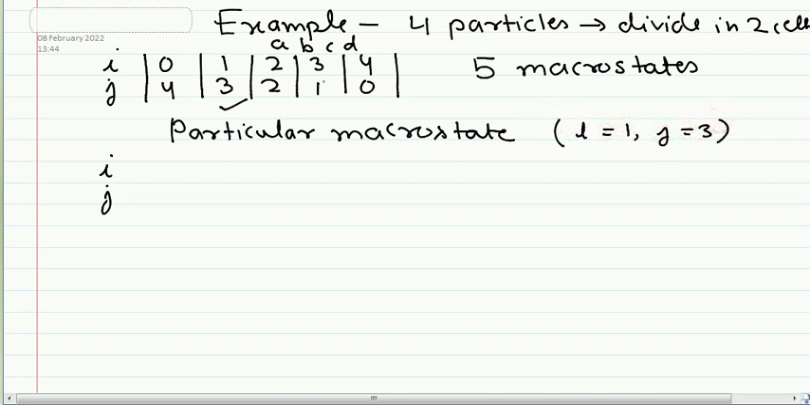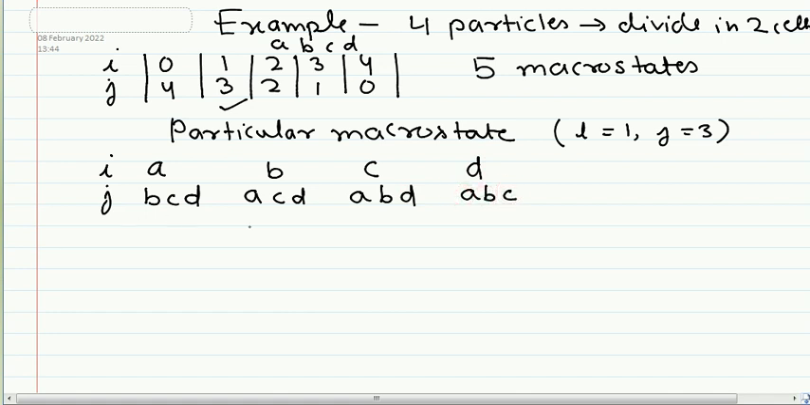So how will we distribute these 4 particles A, B, C, D here? Here it may be A, and if A, then here it will be B, C, D. Then we have the particle B, so here it will be A, C, D. Then we have the particle C, so here we have A, B, D. And then we have the particle D, and therefore in the J cell we have A, B, C.